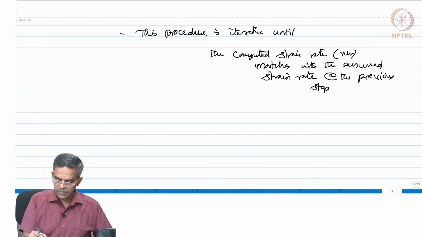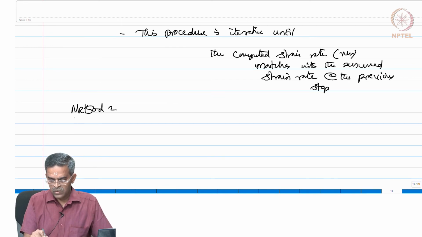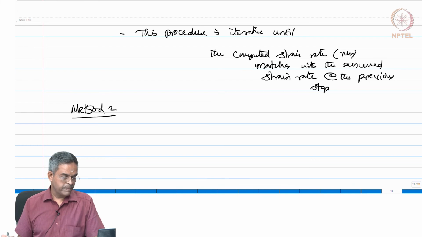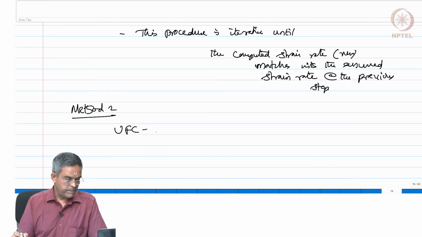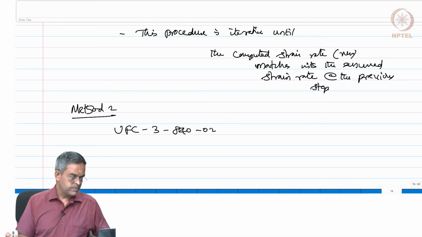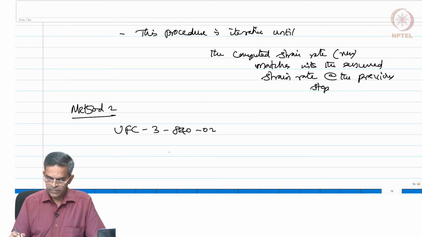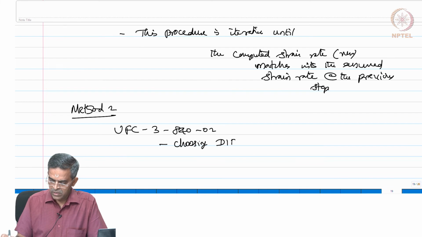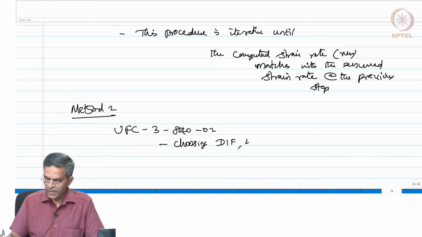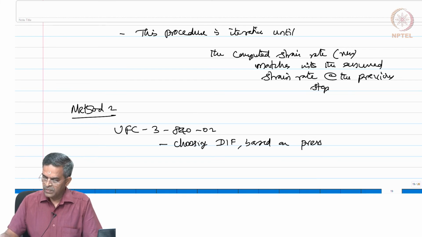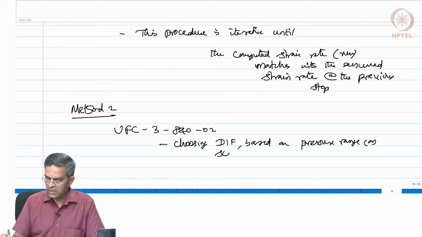There is another method by which we can get the dynamic increase factor. So, this is suggested as per UFC 3-340-02. This code suggests choosing dynamic increase factor based on pressure range or scaled distance of the explosion.